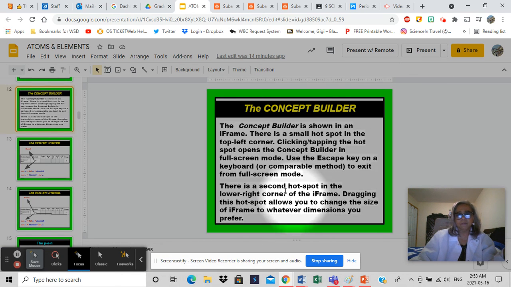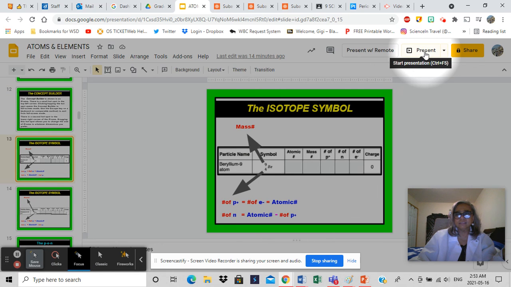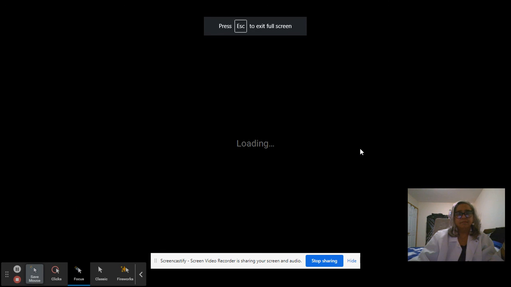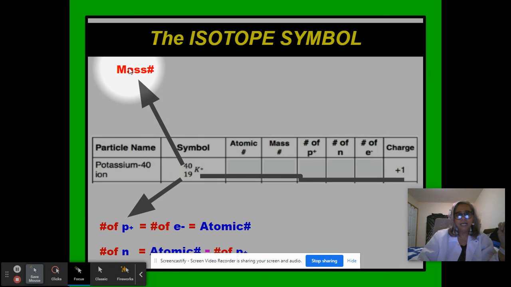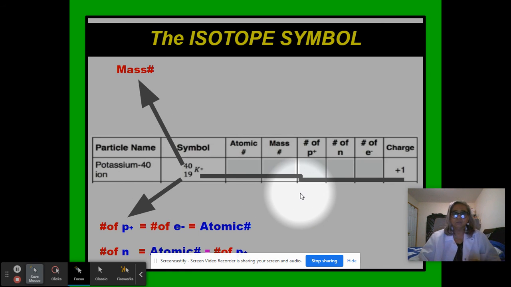our representation here, right? When we said that the number on top would be the mass number, right? And the number below, that would be the number of protons, which is also equal to the number of electrons, which is also equal to the atomic number, right? And the number of neutrons would be mass minus the protons, okay? So hopefully this will help you out.